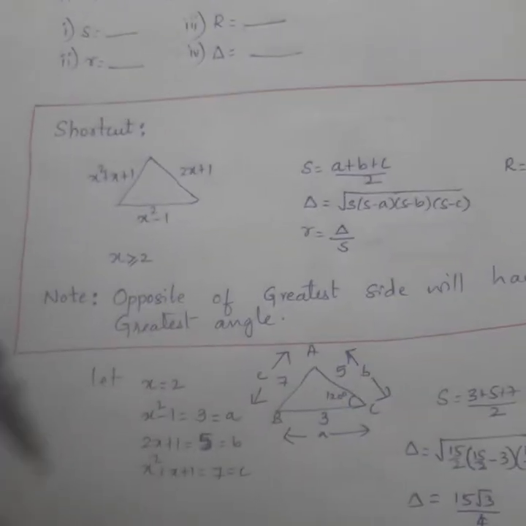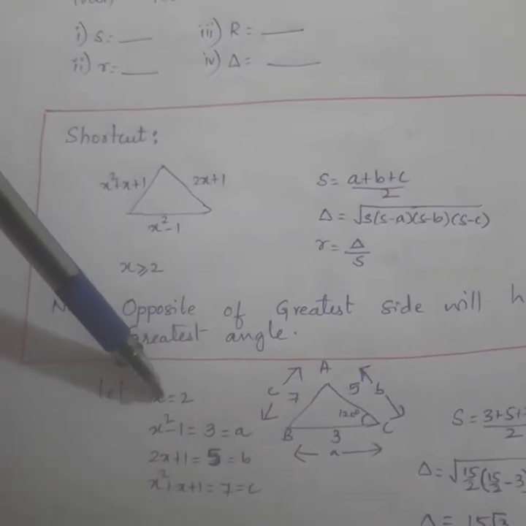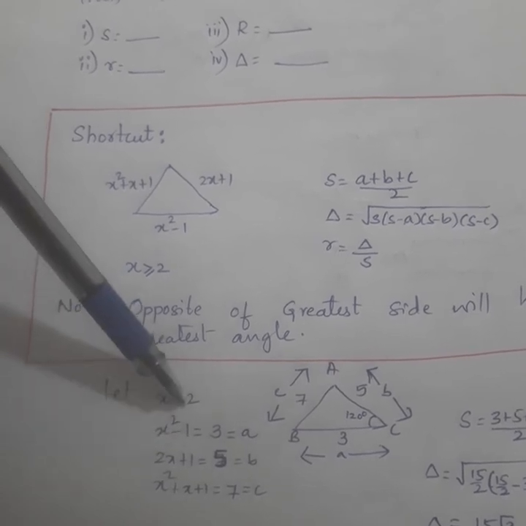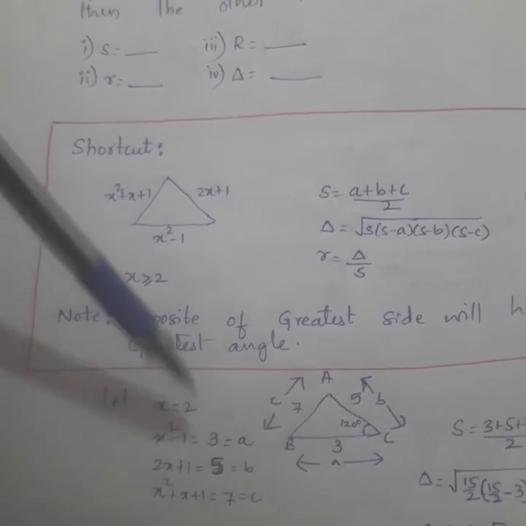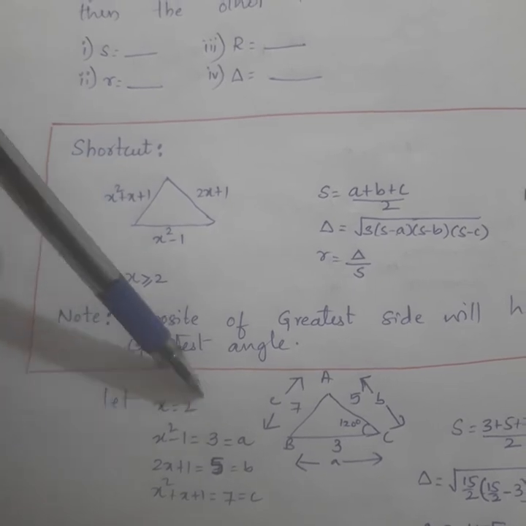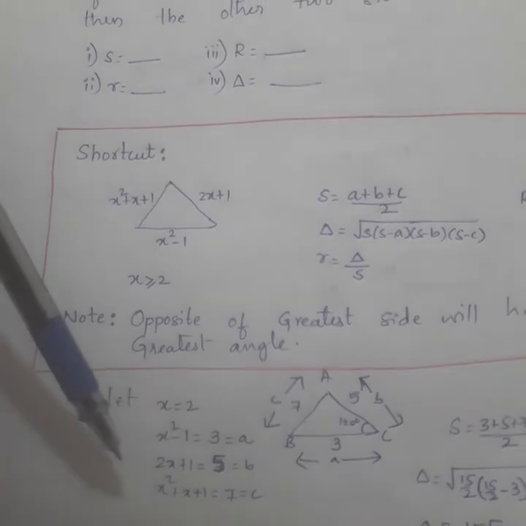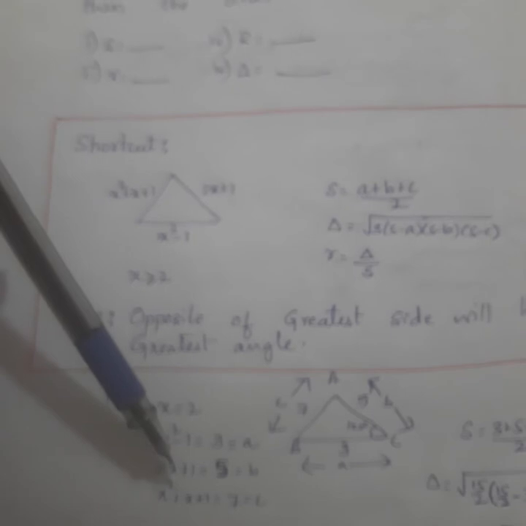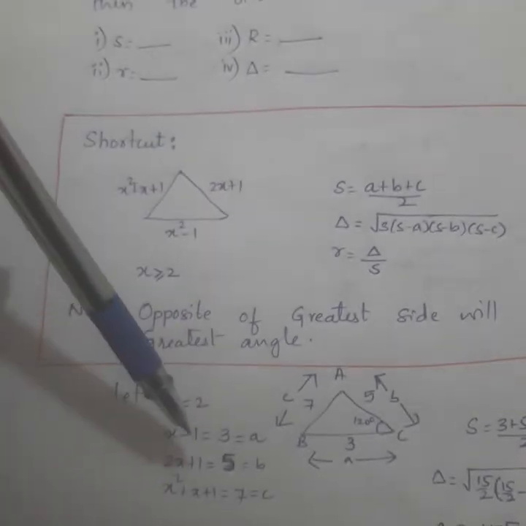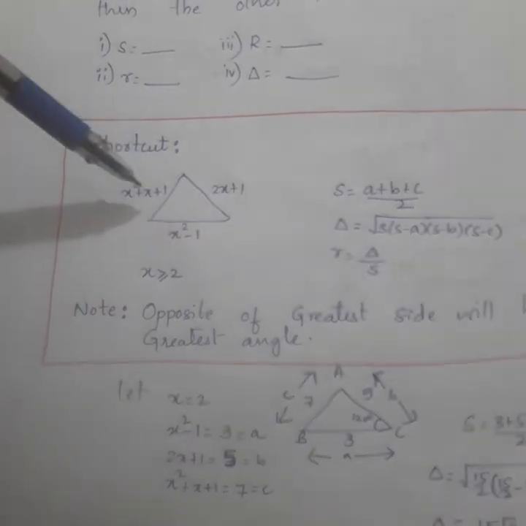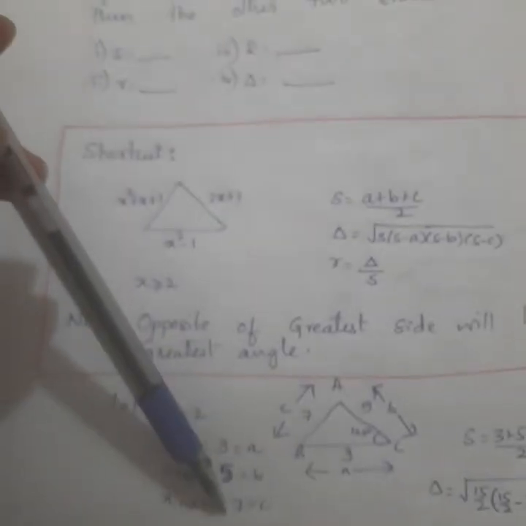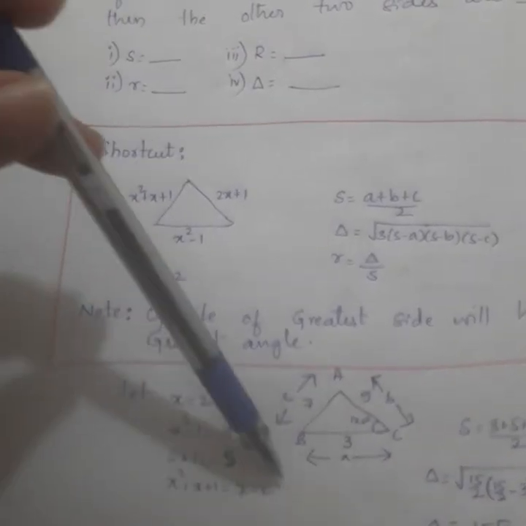So see, here I am taking x value as 2. Once I get x value as 2, my next task is to substitute this value in this equation. So I am getting 4 minus 1, that is nothing but 3. Then x is equal to 2 substituting in the other side, I am getting 5. Then x is equal to 2 substituting at this side, I am getting 7. So I got a value as 3, b value as 5, and c value as 7.